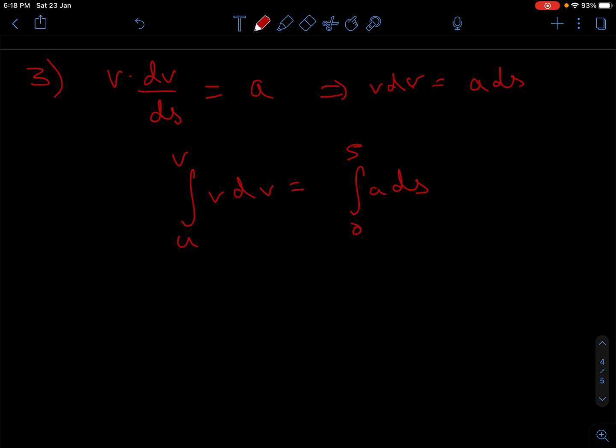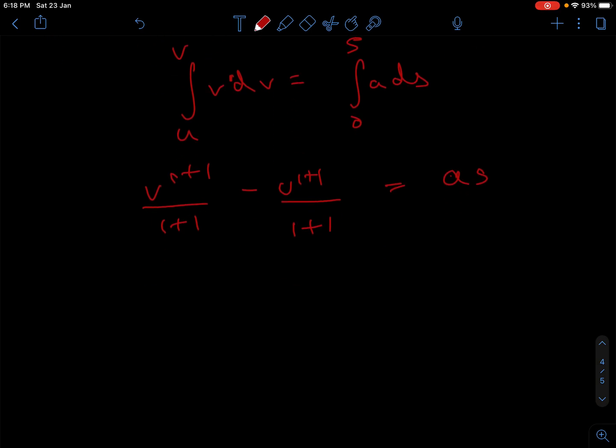So integrate it. What will it become? Remember that the power is 1, so it will become v to the power 1 plus 1 by 1 plus 1, minus u to the power 1 plus 1 upon 1 plus 1, is equal to, acceleration is constant so it comes out, as. So v square minus u square upon 2 is equal to as. So v square minus u square is equal to 2as.